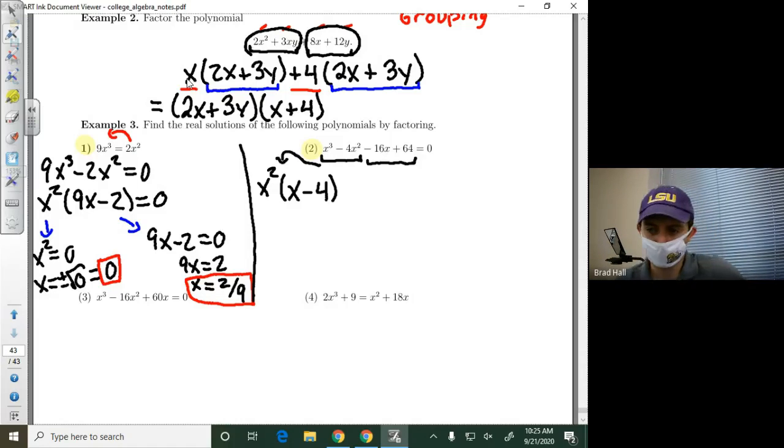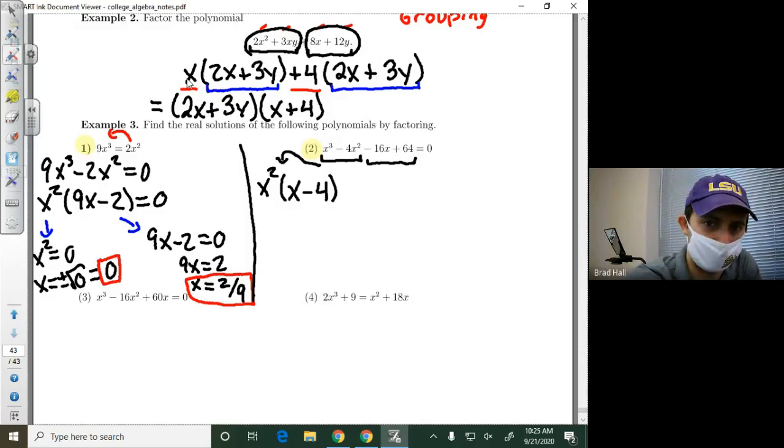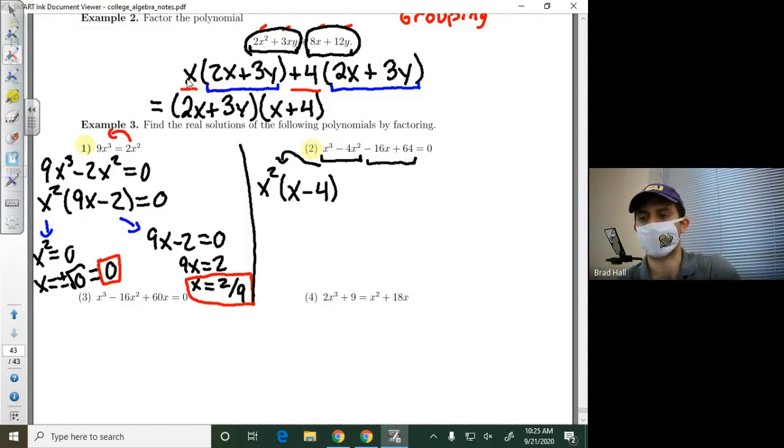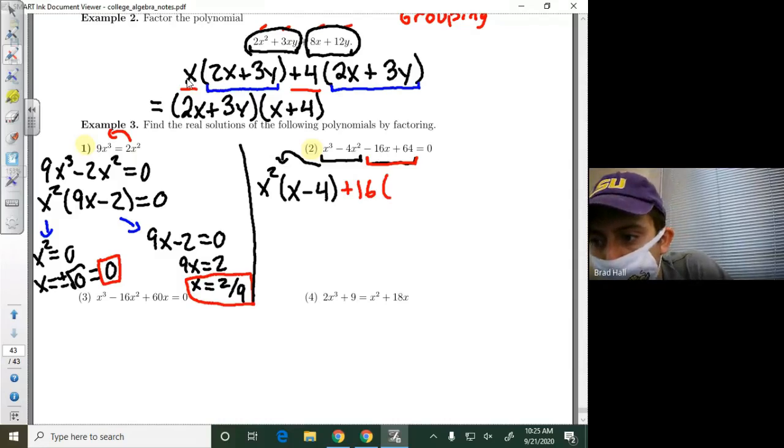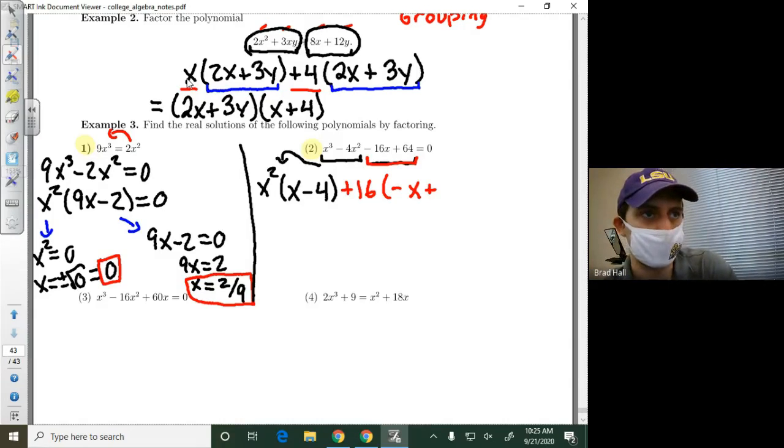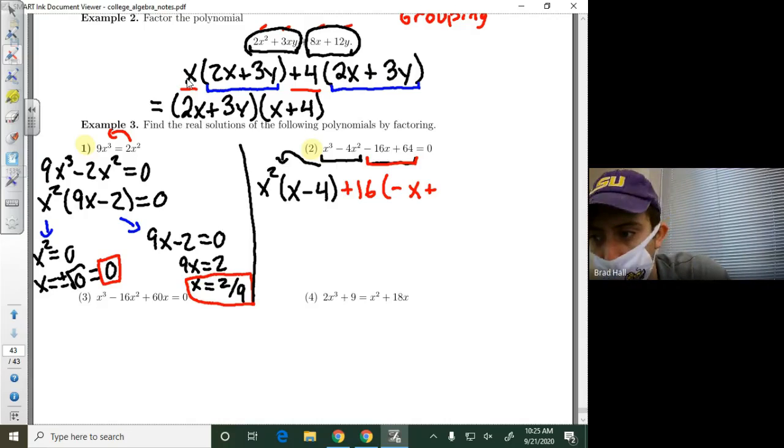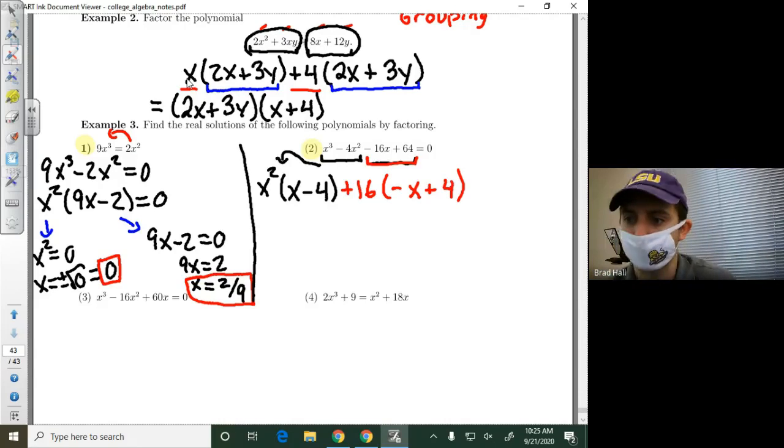Now the next part, I'm going to write this in red because this technically isn't the right way to do it. For the next part, you might see that they both have a 16 in common. So if you factor out a plus 16, then what you would be left with is negative x plus, well, 64 divided by 16 is 4. So you would get this.